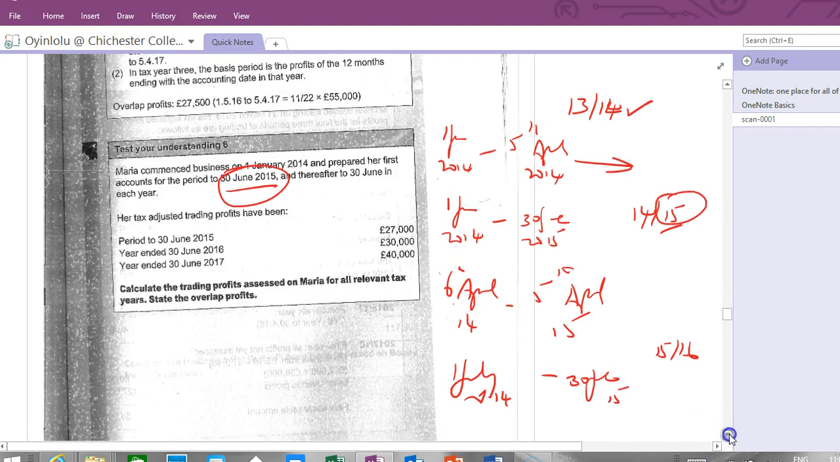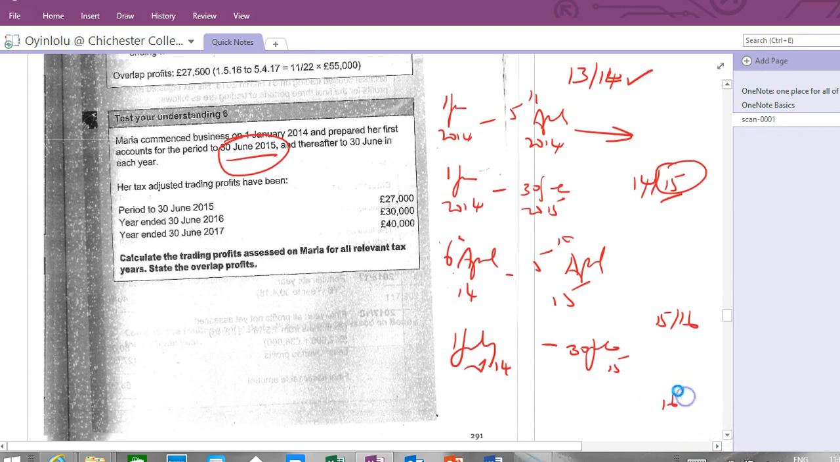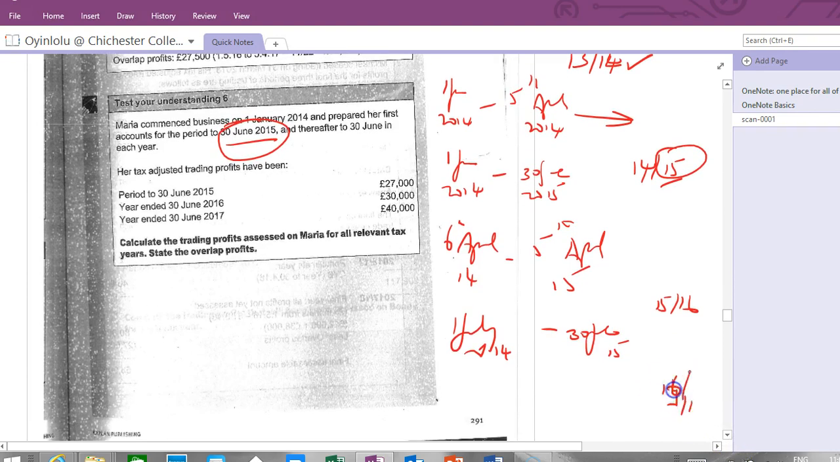And then from then on, everything just carries on as normal. 16-17, you can see it's done for you. 30th of June 16, they're just naturally now falling in line. And then you just carry on 1st of July. But of course, you will have overlap profits, but you're just looking at months that things cover over again.